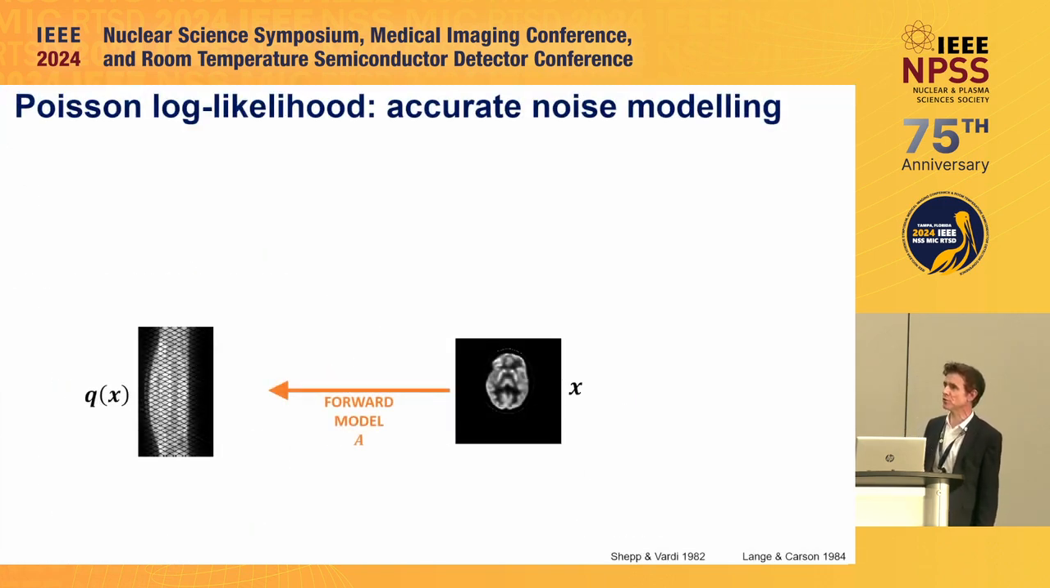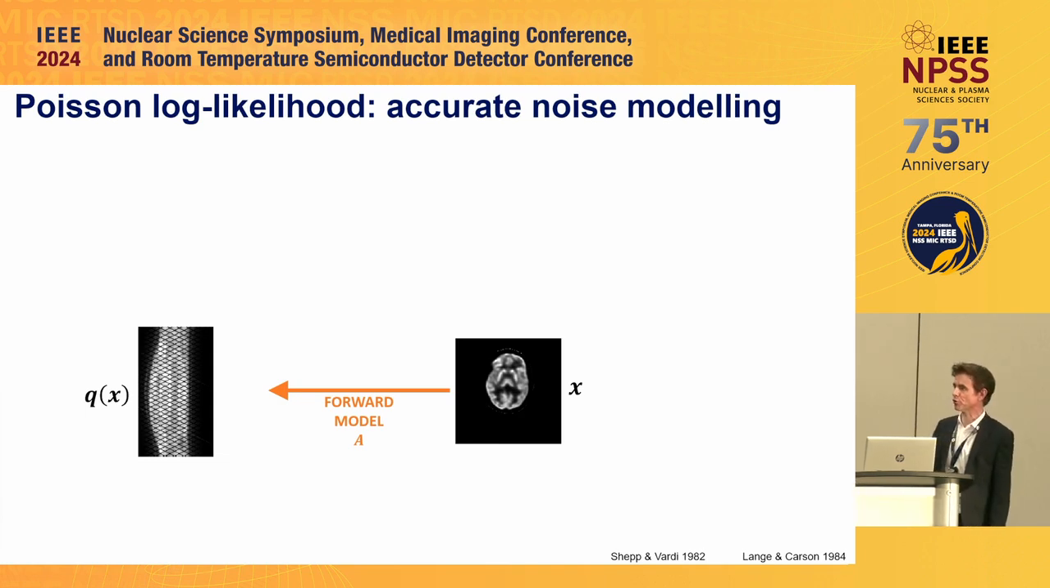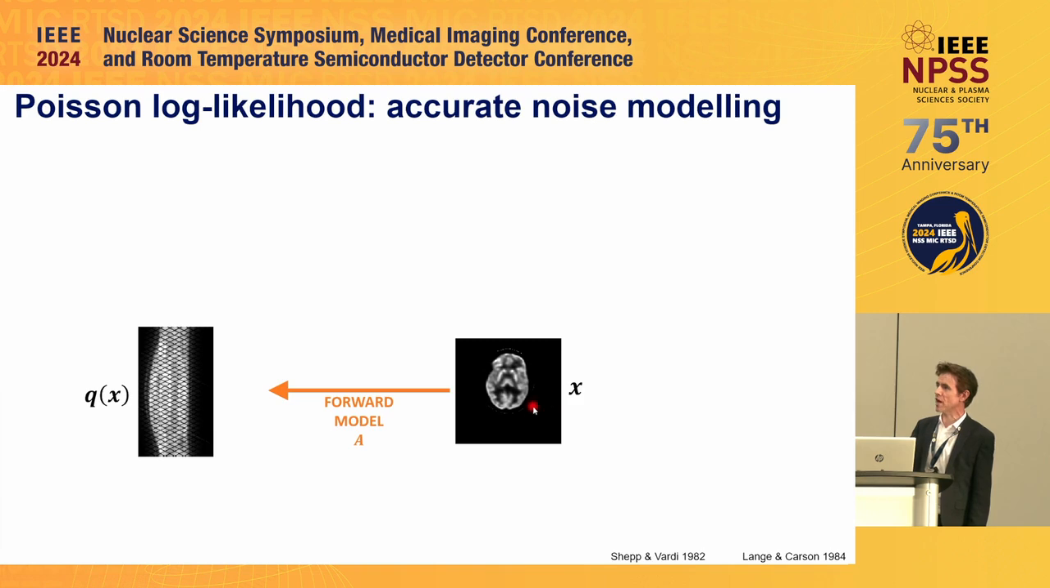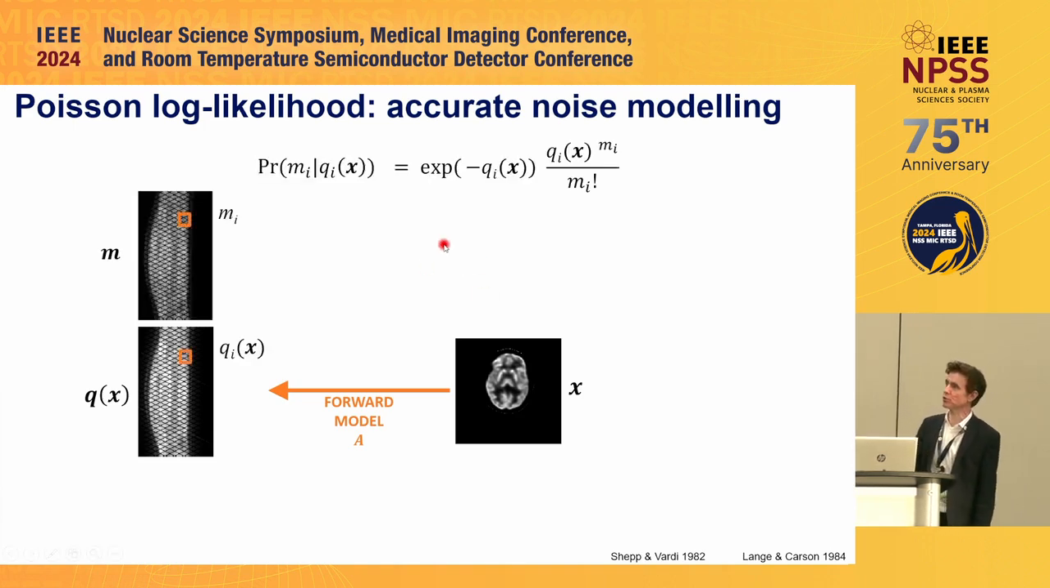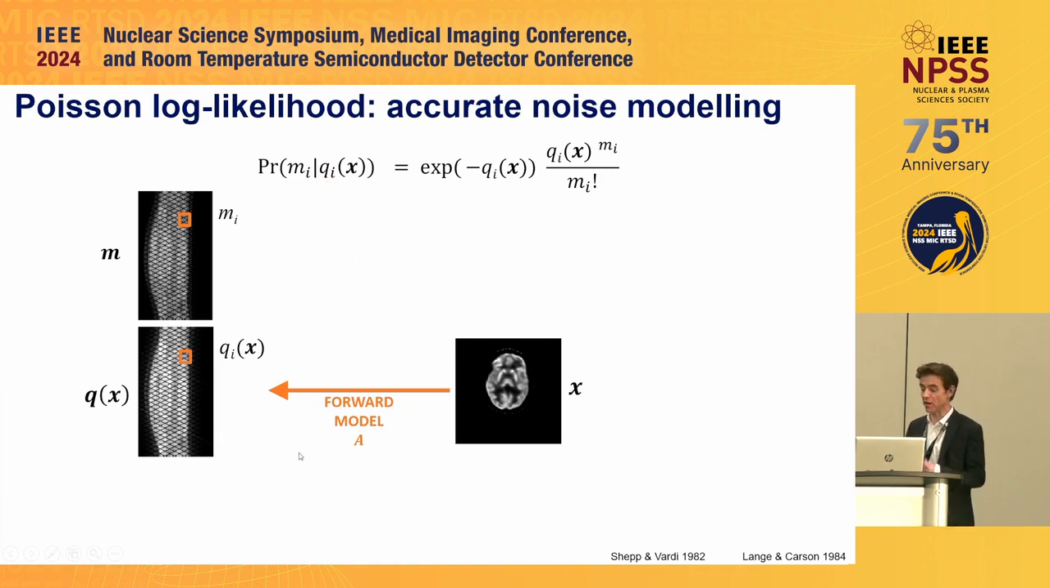This should be very familiar to you, Poisson log likelihood, which is behind that MLEM method, where what we're trying to do is find some image X, which when we forward model with our system matrix gives some model of the mean sinogram data. What we do is compare that to the measured sinogram data. We use the Poisson probability distribution to say what's the probability of getting a certain number of counts m in bin i if the mean was modeled by q_i, which of course is modeled by our forward model from our current guess of the image X.